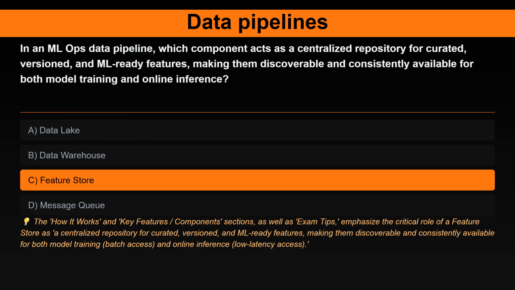The correct answer is feature store. Here's the explanation. The how it works and key features components sections, as well as exam tips, emphasize the critical role of a feature store as a centralized repository for curated, versioned, and ML-ready features, making them discoverable and consistently available for both model training (batch access) and online inference (low latency access).